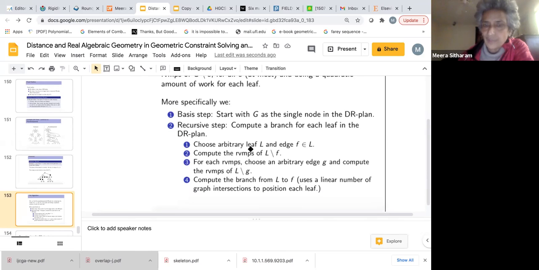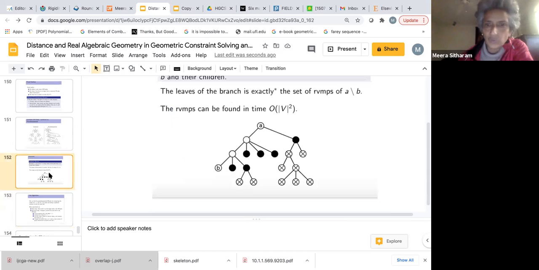So how do you do that? You arbitrarily choose a leaf L and an edge F in L, and then you compute the rumps of L difference F. Then for each of the rumps, choose an arbitrary edge G and compute the rumps of L difference G. Then compute the branch from L to F using a linear number of intersections to position each leaf. So there is a little bit of work done. We can compute these rumps easily because we have taken G in intersection E, but then figuring out where they have to be positioned takes a little bit of work.